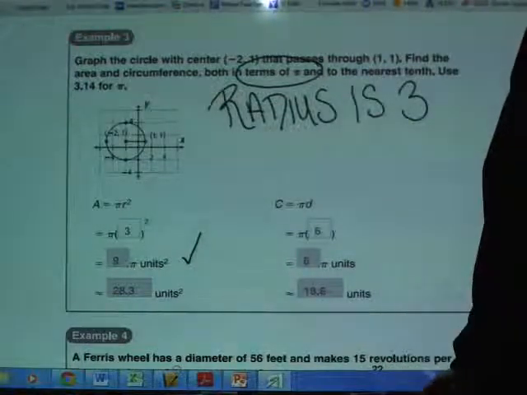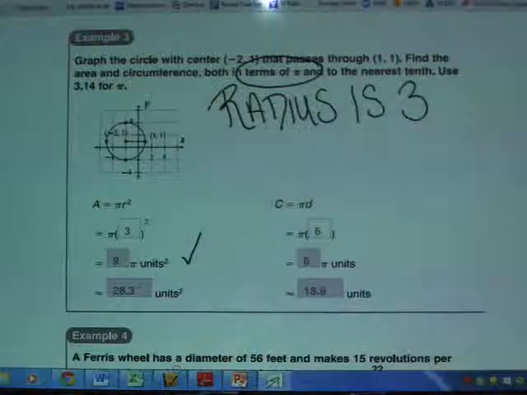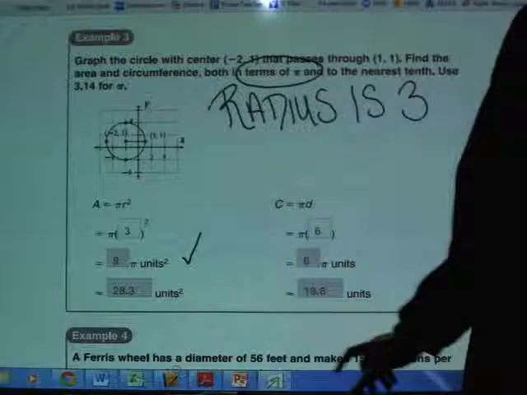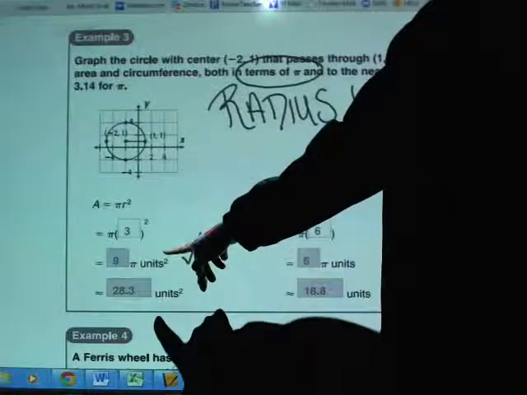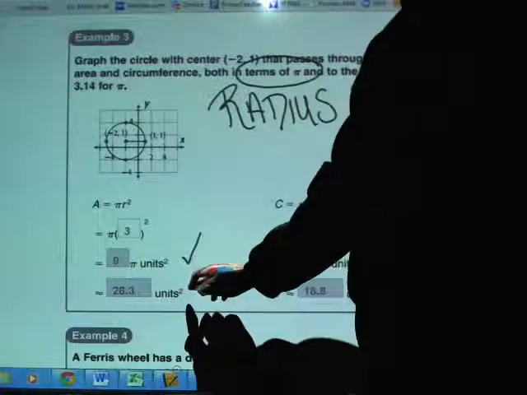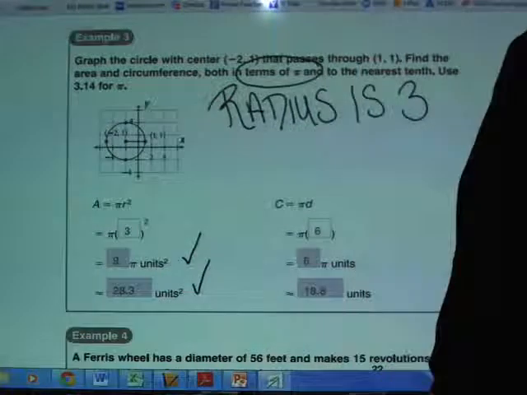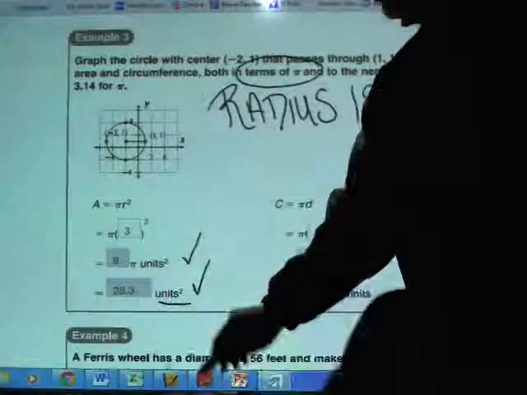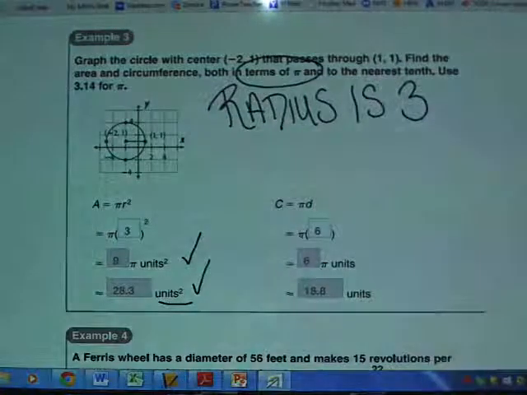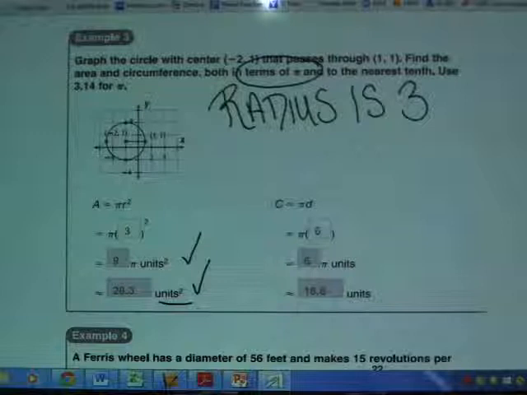And then they simplified it because they changed pi into 3.14 and multiplied. Again, not an exact answer anymore, but it is all numbers now, which might be easier for some people to understand. 9 times 3.14 rounded to the tenth is 28.3. Remember, area is the number of square units a shape covers, which is why they're saying units squared here. If it was given in inches, we'd say inches squared. If it was in feet, we'd say feet squared, and so on and so forth.